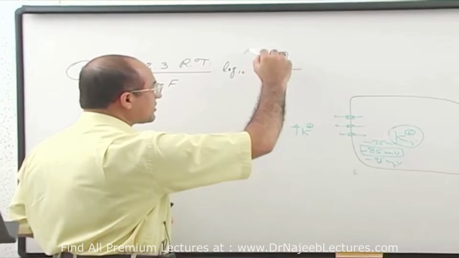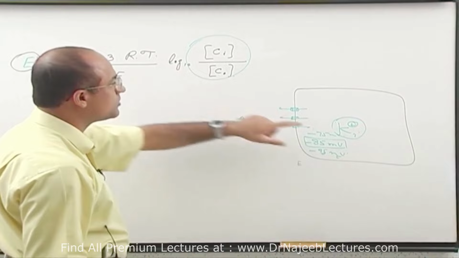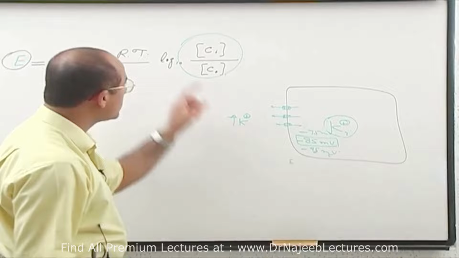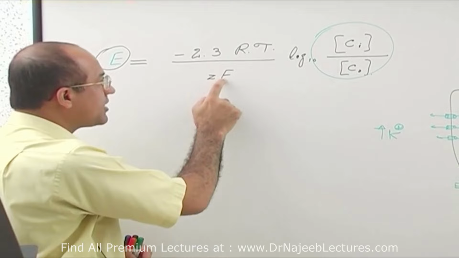Now, this discussion is relevant with this. Whenever we are looking for the equilibrium potential for an ion across the membrane, it depends on the ratio between the concentration of an ion inside divided by the outside. So this thing is very clear. And the remaining things: movements of many things depend on temperature, and then it is the gas constant, and then Faraday's constant, and this is the valence of the ion.